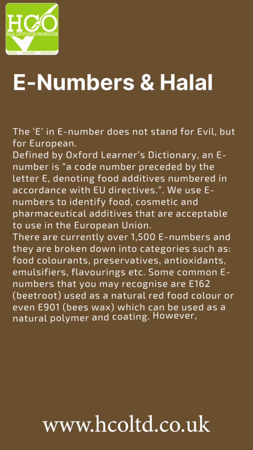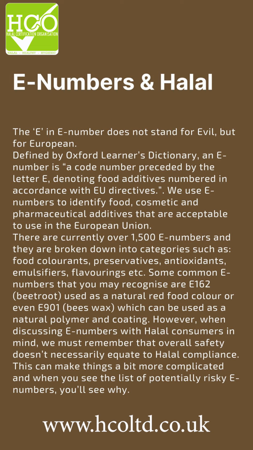The E in E-number does not stand for evil, but for European. Defined by Oxford Learner's Dictionary, an E-number is a code number preceded by the letter E, denoting food additives numbered in accordance with EU directives. We use E-numbers to identify food, cosmetic, and pharmaceutical additives that are acceptable to use in the European Union.